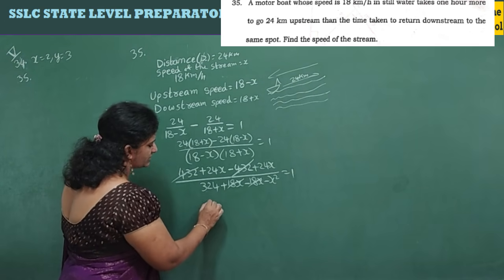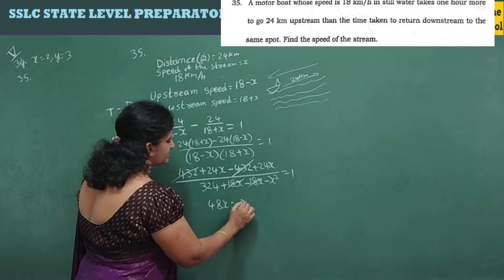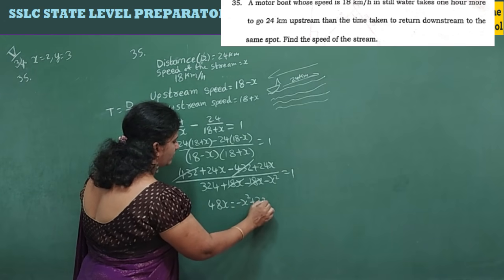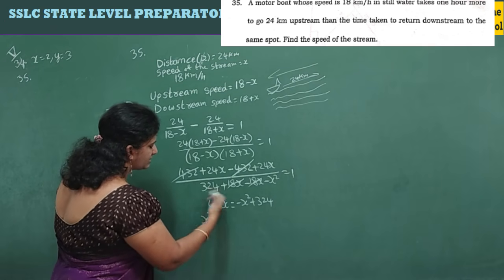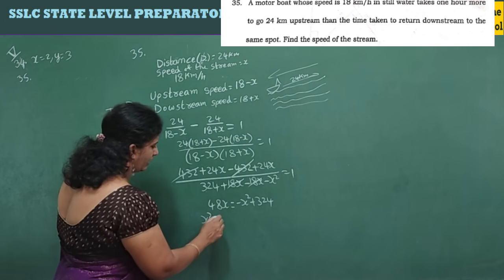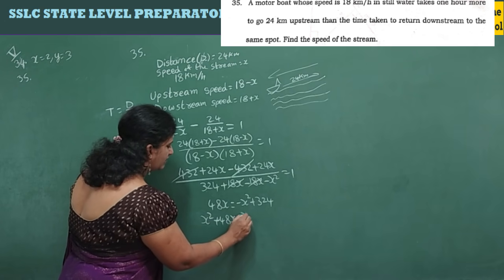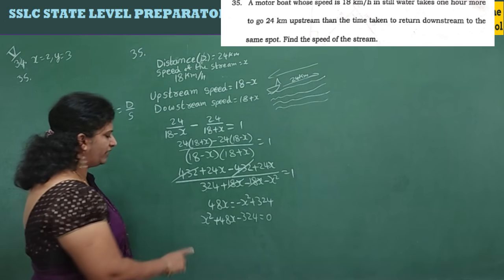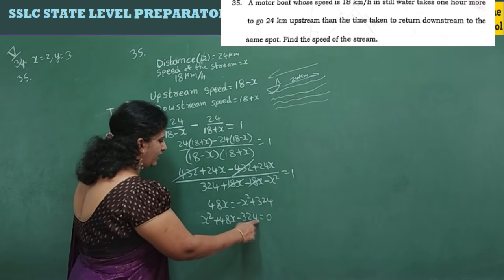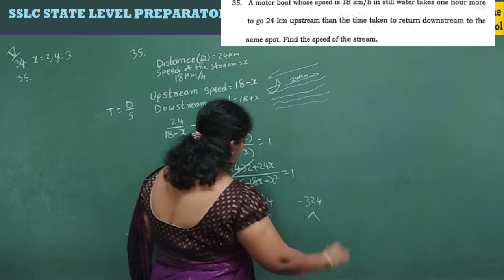24x plus 24x will be 48x is equal to minus x square plus 324. Now bring these two terms this side. Minus x square, if it comes other side, x square, and here plus 48x minus 324 is equal to 0. Factorization method, find the factors 1 and minus 324. Minus 324, find the factors.